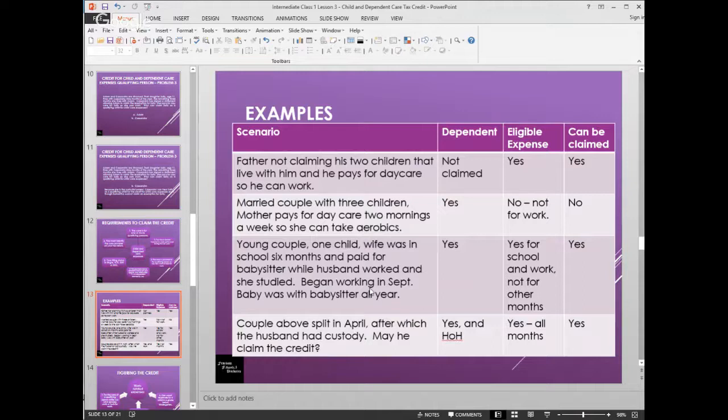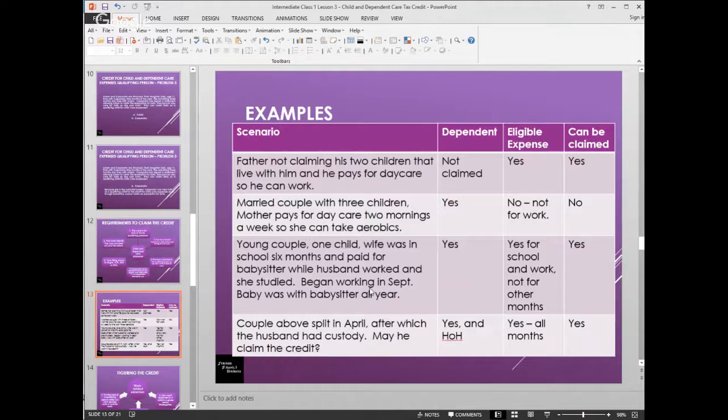You've got a married couple with 3 children. The mother pays for daycare 2 mornings a week so she can take aerobics. So you do have dependents, 3 dependents. They're not eligible for the expense because it's not for work. It's so that she can do aerobics.